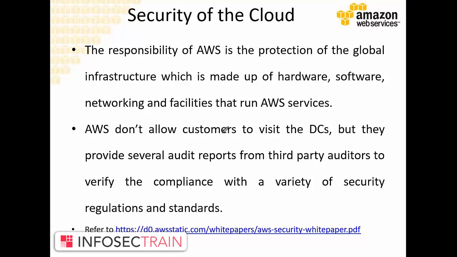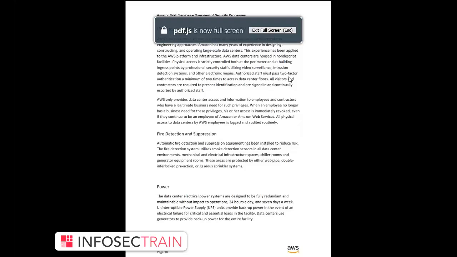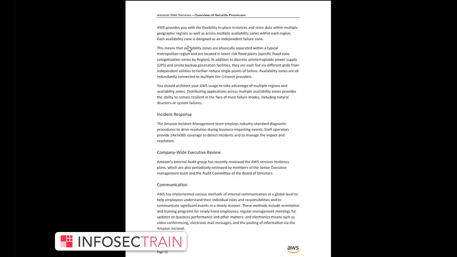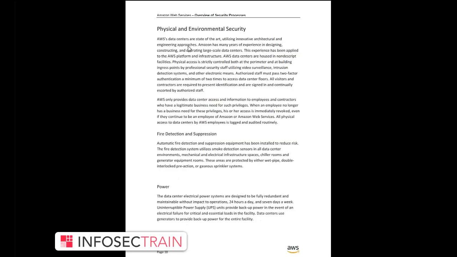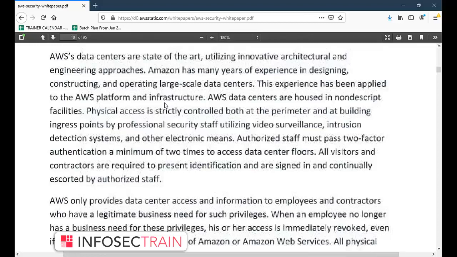Just a second, give me a second. Let me see if I can show you that particular file. Yeah, it's there. You can see this, right? This document link I'll share with you, no problem. Sorry, I'm not able to zoom in, that's why. No problem. Now you can clearly see it, right?